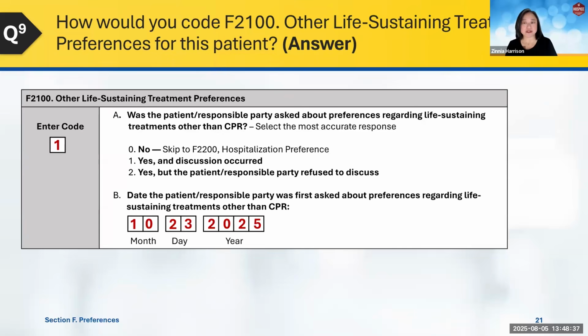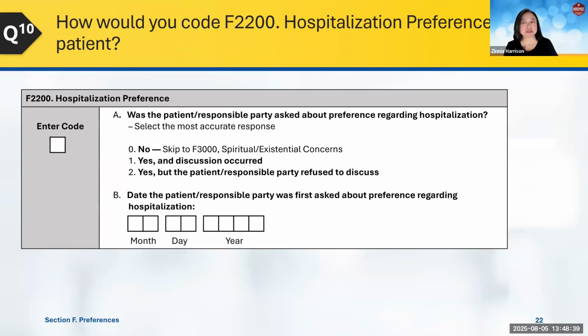Okay, for the next question, how would you code hospitalization preferences? This one is also coded 1 yes, and a discussion occurred. And again, record the date of the discussion, of course.